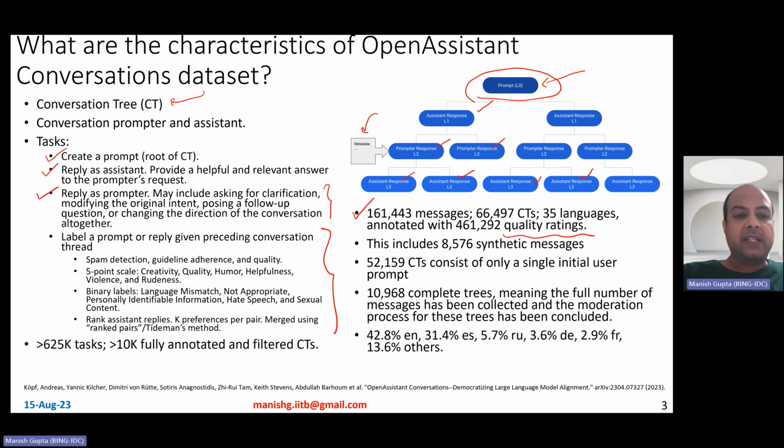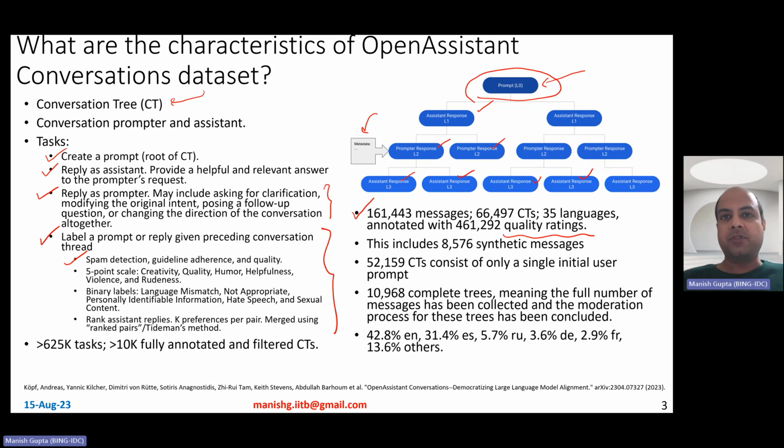The fourth task basically involves several subtasks. It's basically labeling a prompt or a reply given the preceding conversation thread. So in this particular task, the human worker is given the preceding conversation so far, if any, and then there's a prompt or a reply, and the person has to essentially grade how good the prompt or the reply is. In fact, the grading was done along three main perspectives: spam detection, guideline adherence, and quality.